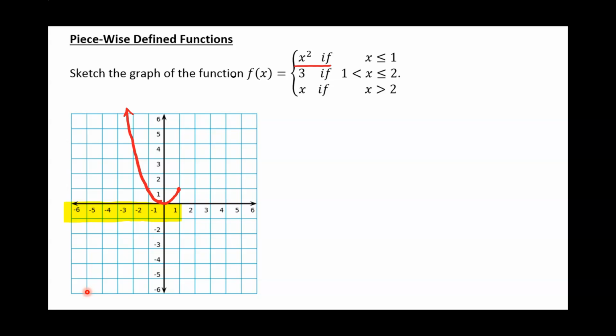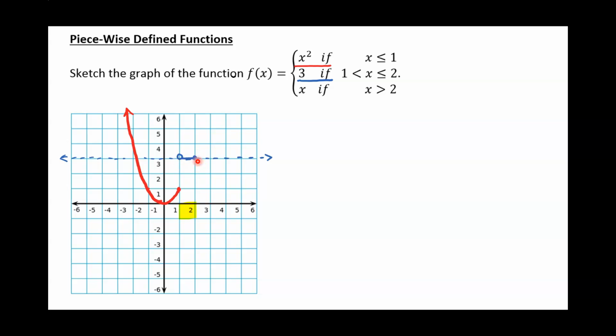All right, now let's look at the next one. For the next one, it says between 1 and 2, we want you to graph y equals 3. What does the graph of y equals 3 look like? Well, that's a horizontal line at 3, right? So let's graph that, and we only want to keep the piece of that between 1 and 2. So between 1 and 2 would just be this portion right here.